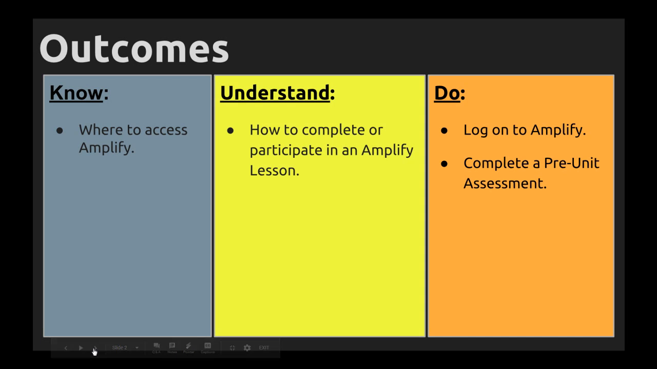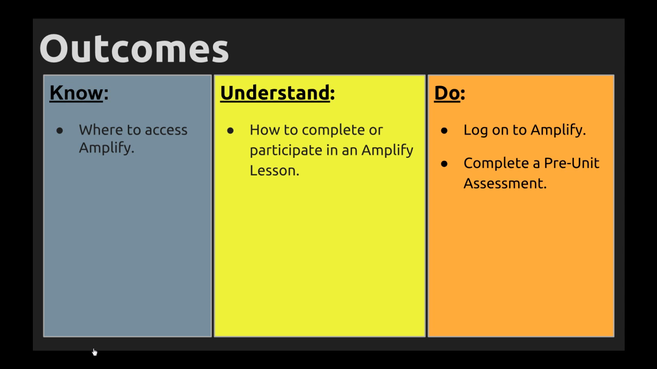Moving on to outcomes, it is about Amplify. So we want to know where to access Amplify. We want to understand how to complete or participate in an Amplify lesson. This is our third platform or company, and each one's slightly different. And we want you to do the steps of logging on to Amplify via Clever and to complete a pre-unit assessment.